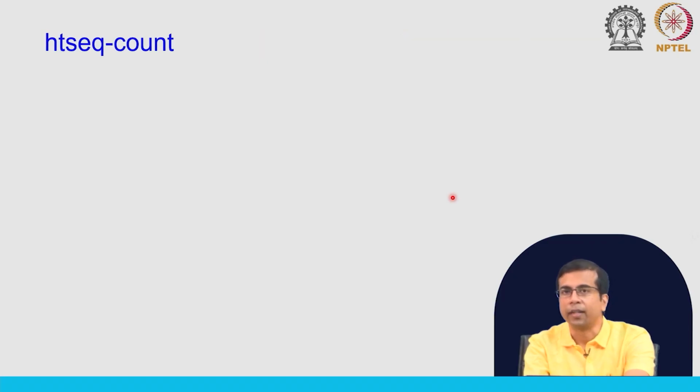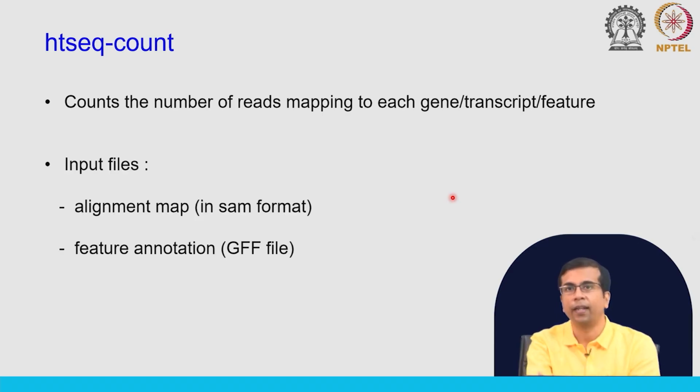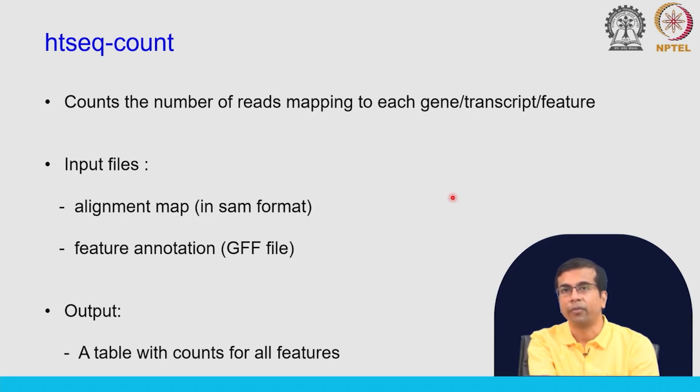Okay. So, HTSeq-count simply counts the number of reads that map to each gene, transcript or feature, right. So, this is the simplest of all the tools. It takes the alignment map and the feature file, and it will simply count how many reads map to each gene, transcript or feature. These are the input files: the alignment map in SAM format, and you can give feature annotation, which is a GFF file or GTF file, and the output you will get is a table with counts for all features. So, this is a very simple process, we just simply count.